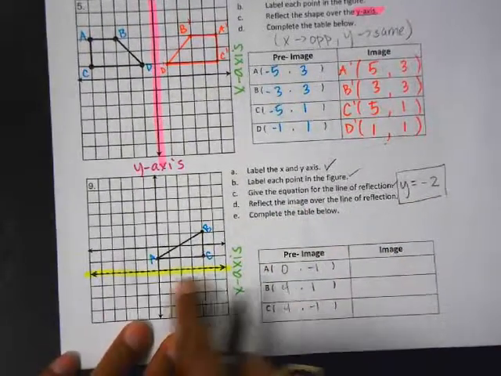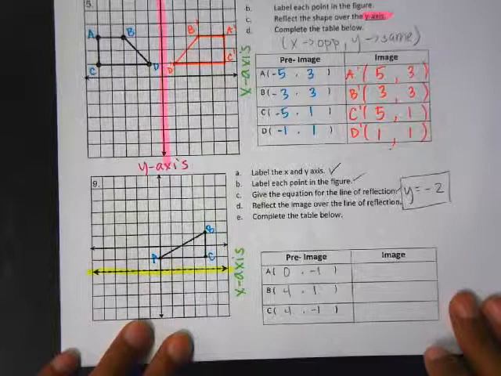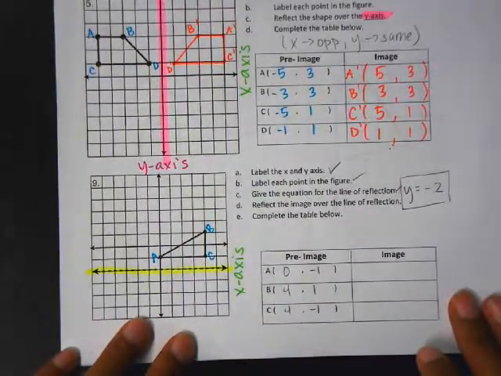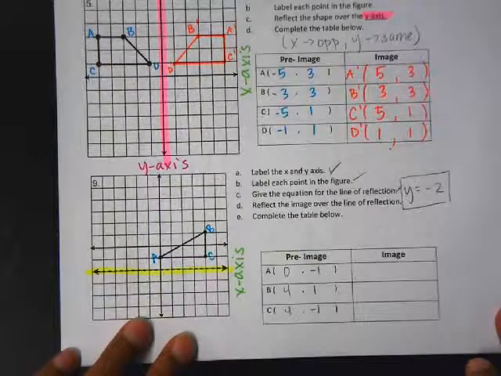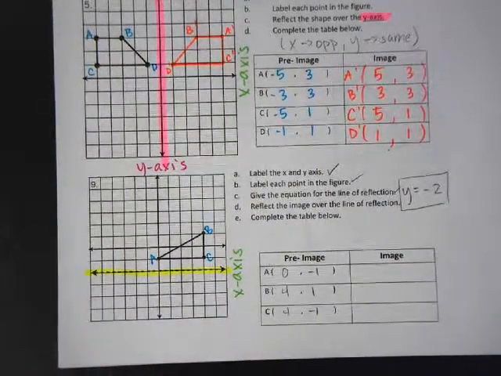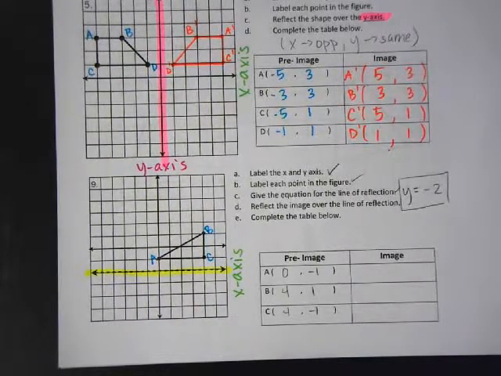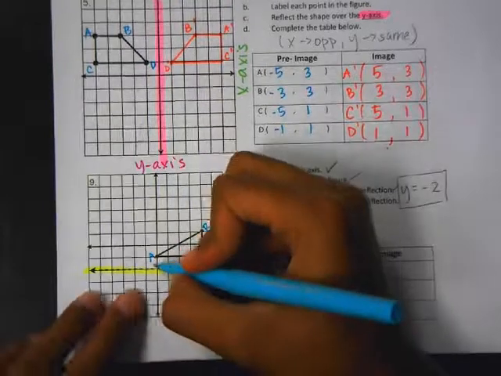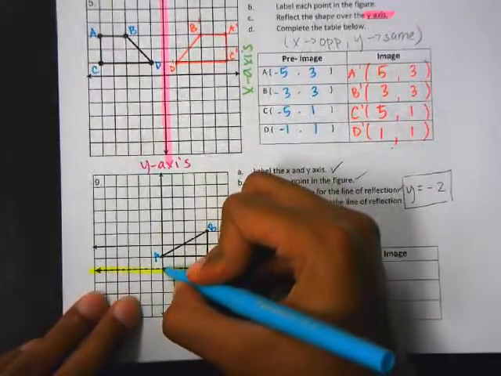Now, once you give me the equation for the line of reflection, I wanted you to reflect this image, triangle ABC, over that line. Now remember, it's pretty simple to reflect an image. Just make sure that each reflected point is the equal distance away from the line of reflection as the original point. Okay, so if this is my line of reflection, I notice that A is 1 up, so A prime has to be 1 down.